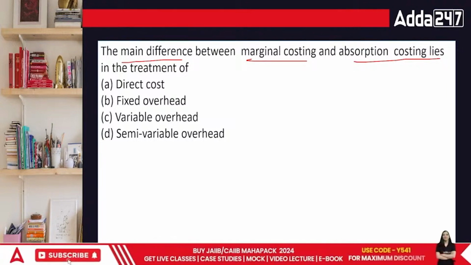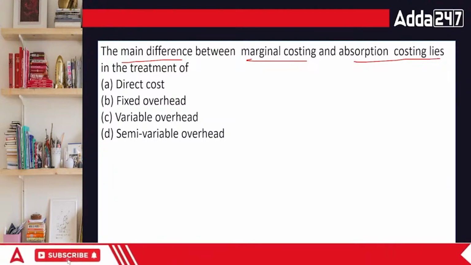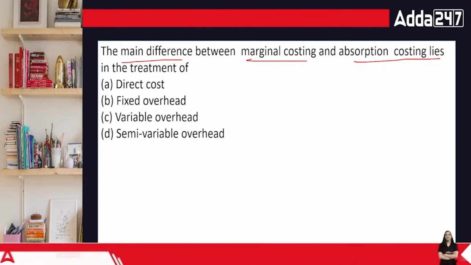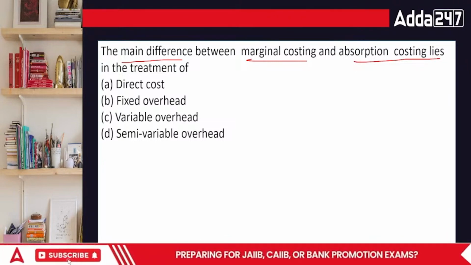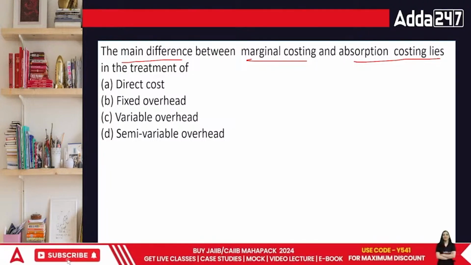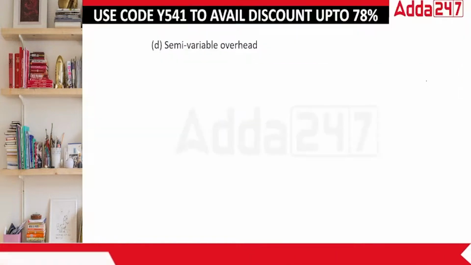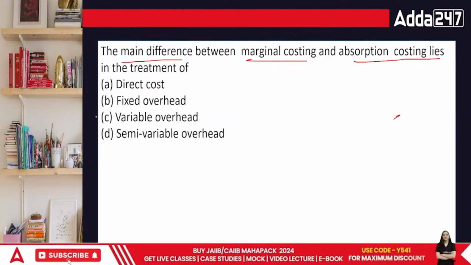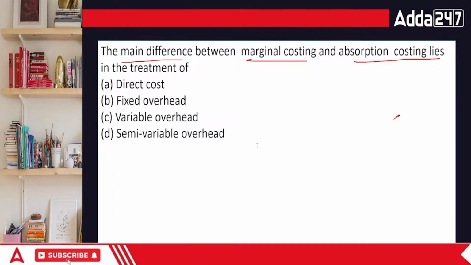Everybody, what's the answer? The correct answer is variable overheads. Then everyone, the correct answer is variable overhead. No, no, it's not semi-variable. The main difference lies in variable. Let me change the answer. The main thing that actually affects marginal cost is that its other name is variable overhead.